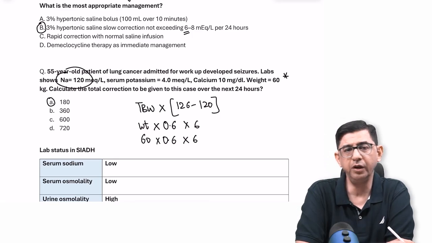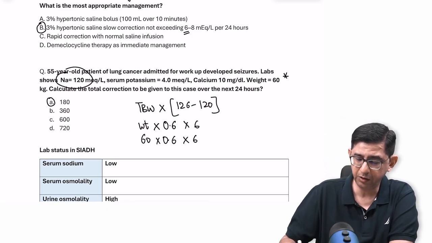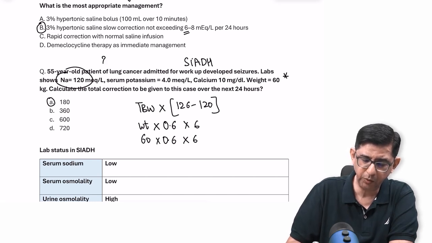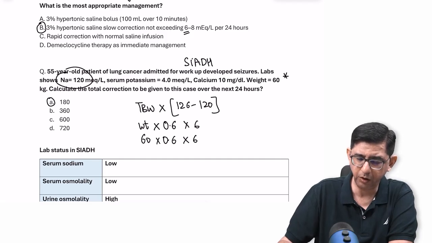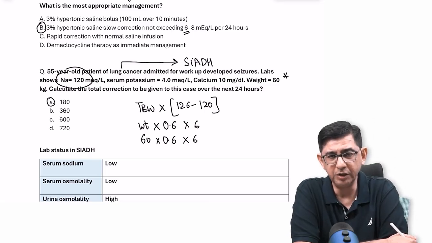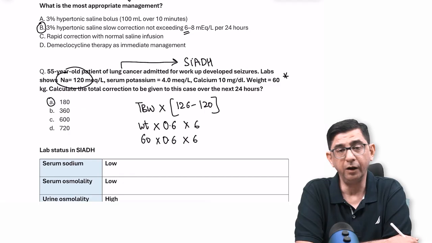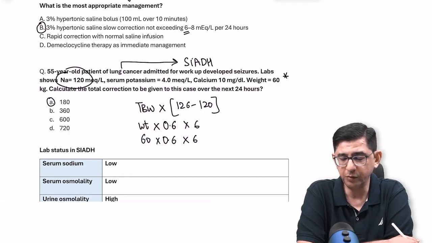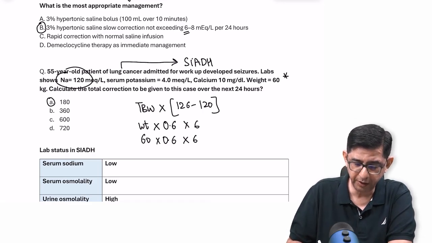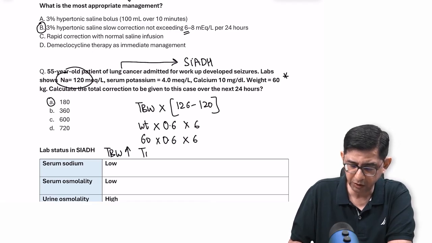Then I also want to bring your attention to the fact that when I'm saying the word lung cancer, this person is having SIADH. Okay, not a query, a diagnosed case of lung cancer is mentioned, and the reason why there is a development of hyponatremia is because water in the body is more. In fact, in the condition that I'm saying, SIADH, total body water is more, but total body salt is normal.